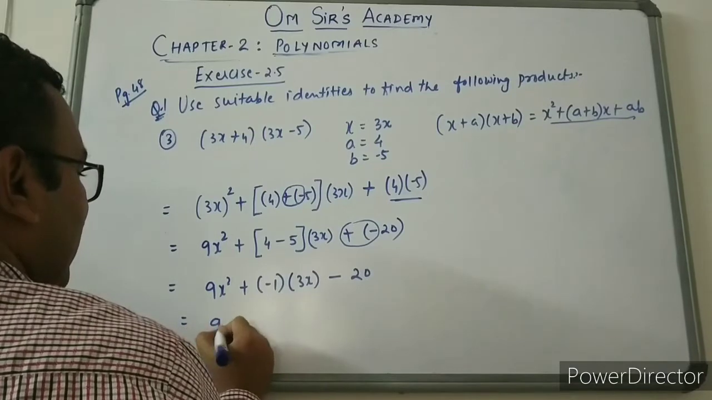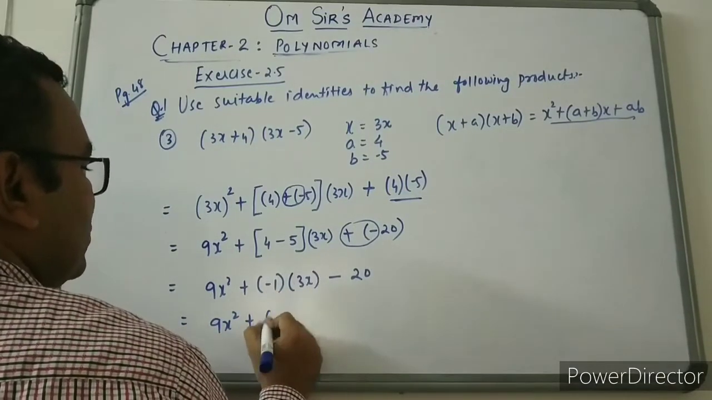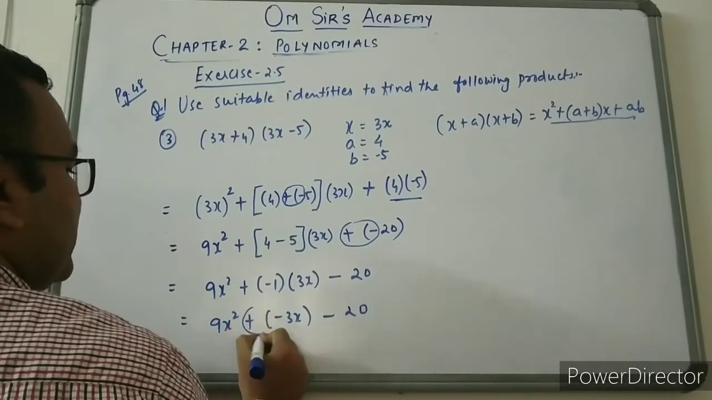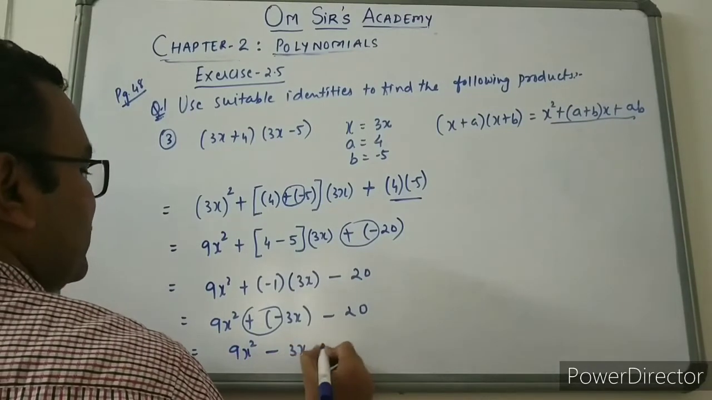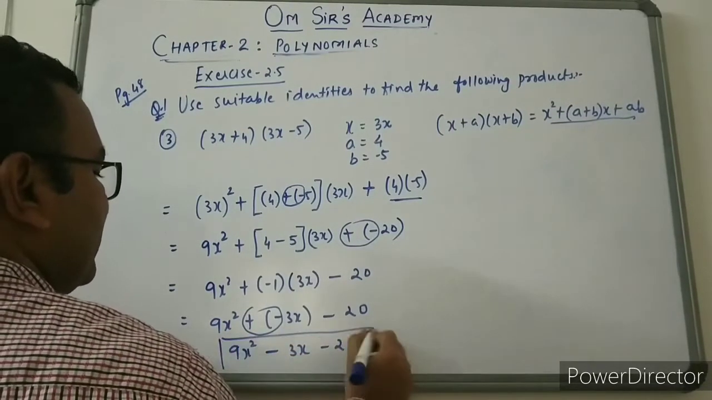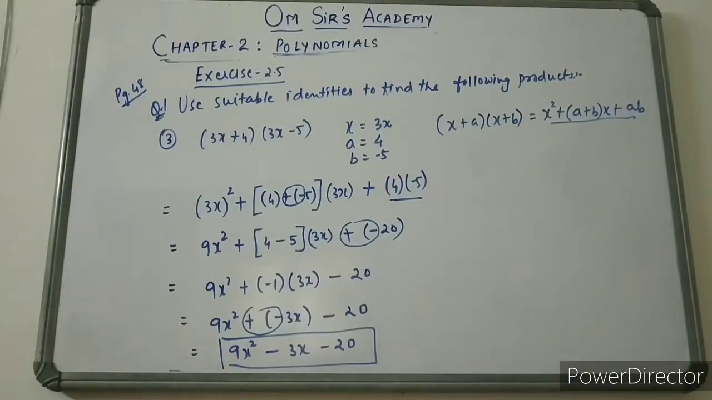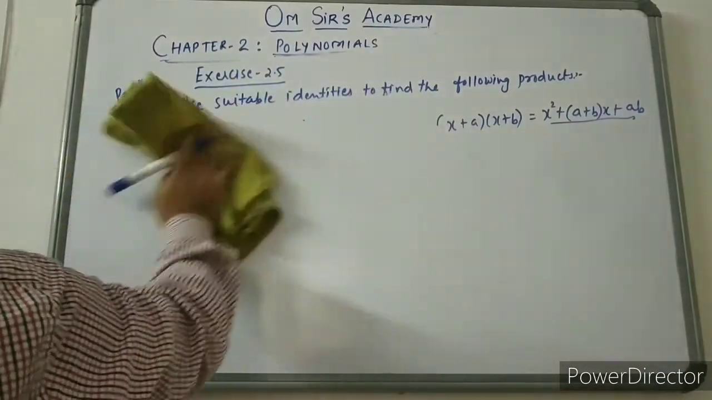Okay, so it is 9x² plus -1 into 3x, which is -3x, minus 20. Again here plus into minus is minus, so it is 9x² - 3x - 20. So this is my final answer, friends. Okay. Next sum, that is sum number 4.